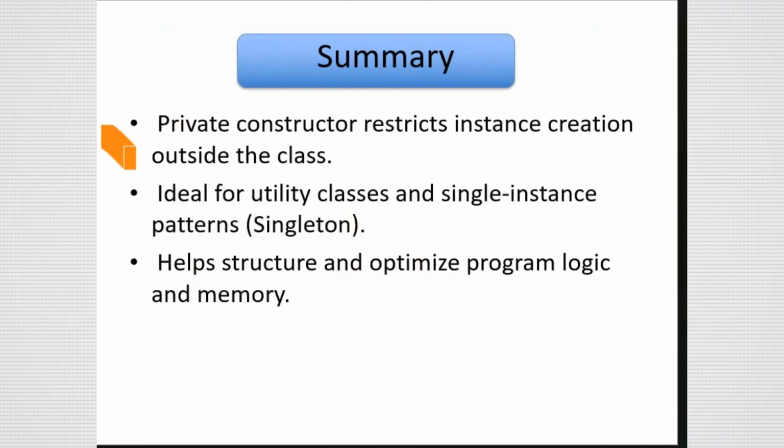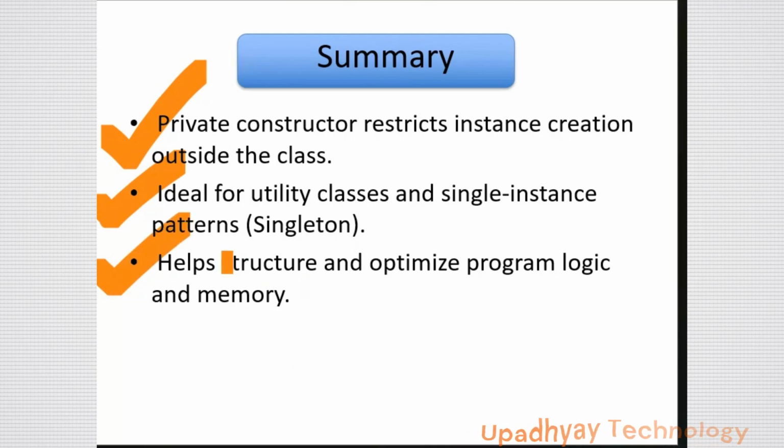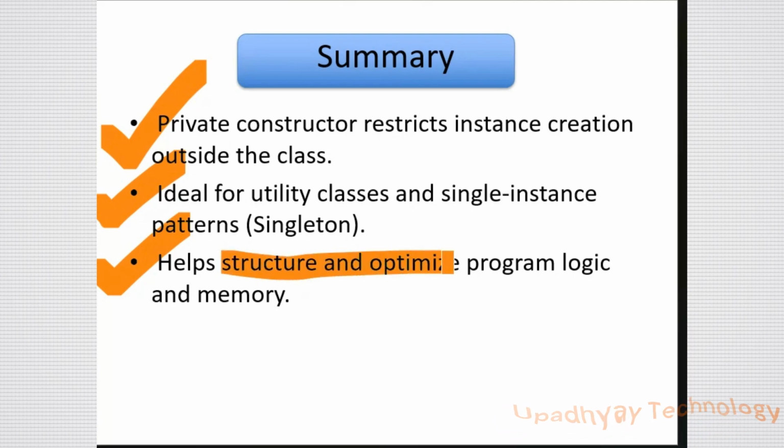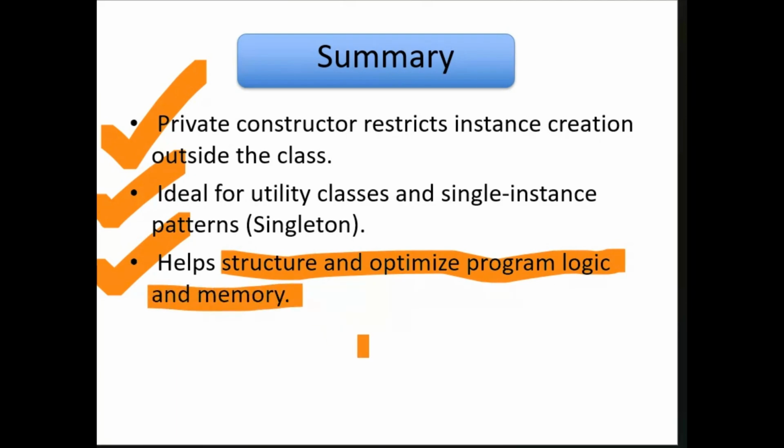So in summary, a private constructor is a constructor that only the class itself can call, and it prevents creating objects of a class that only contains static methods. We implement a singleton to ensure only one instance of a class exists throughout the application. In short, a private constructor controls how instances of a class are created, making it a valuable tool in structuring program logic and memory usage. I think you got some idea.